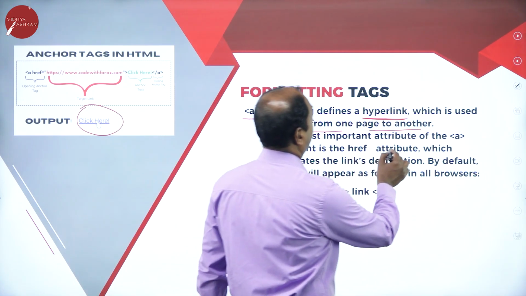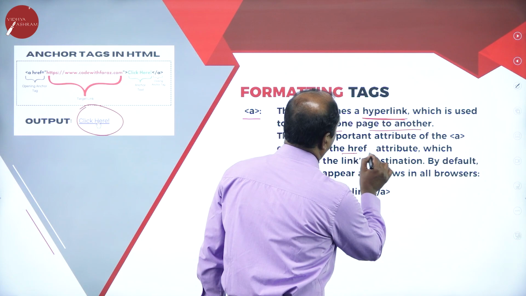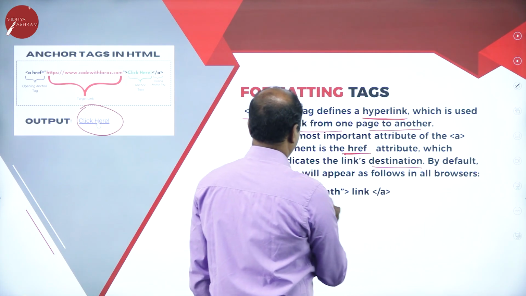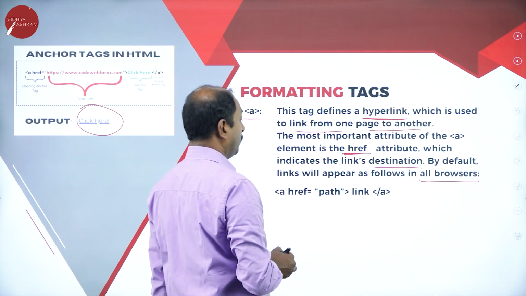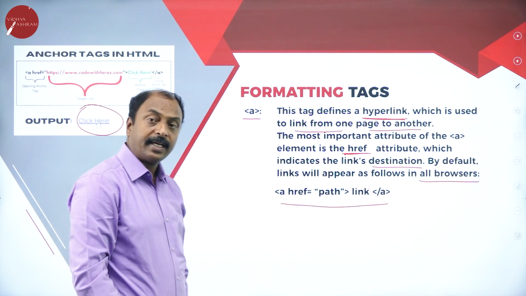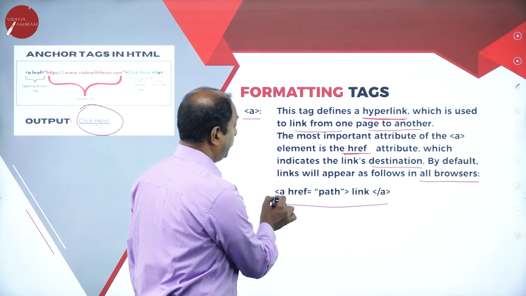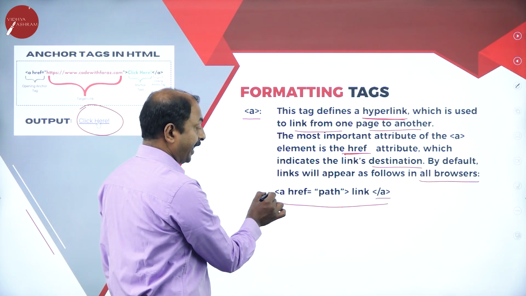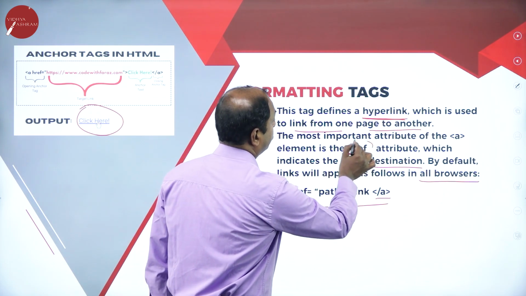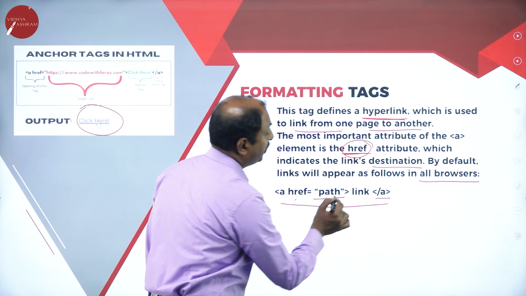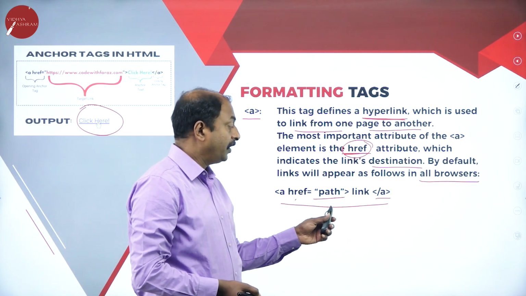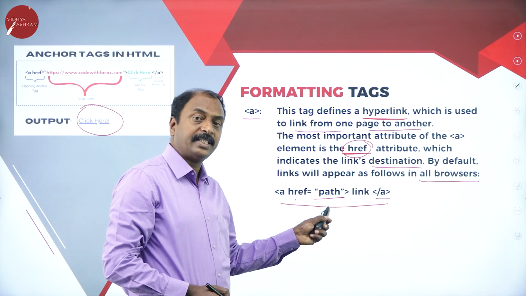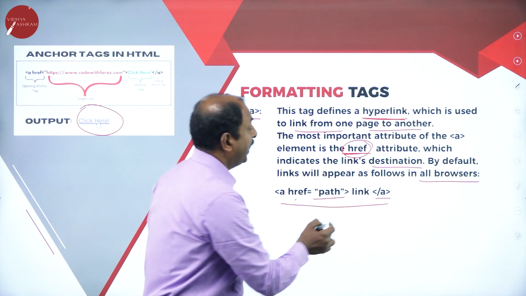And here the most important attribute of the anchor tag element is href. It is an attribute which indicates the link's destination. By default, the link will appear in the same browser window, and this is the syntax of the anchor tag. Here, from here to here is one tag, and this is the closing tag. So A, open the angle bracket, A href. This is the important part here. It gives the location of the destination. I mean, from here which page we are going to link, we have to write the destination file name along with the exact path. Then we close this angle bracket.